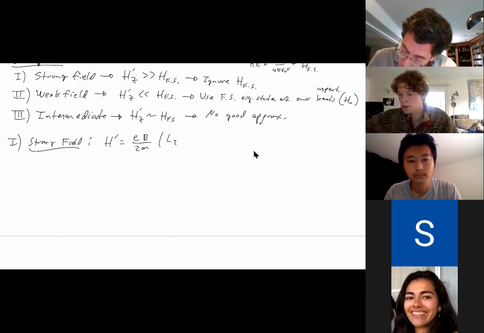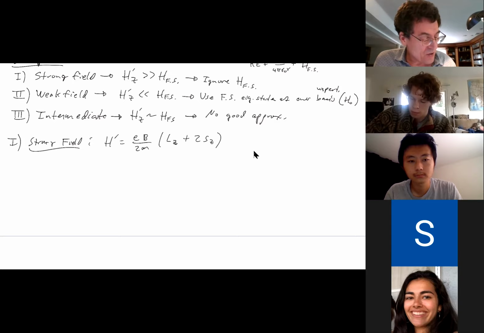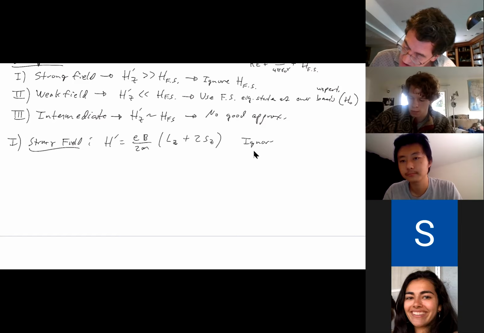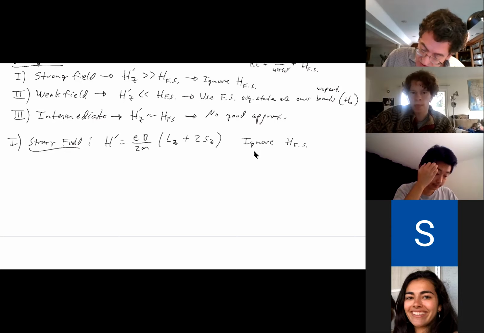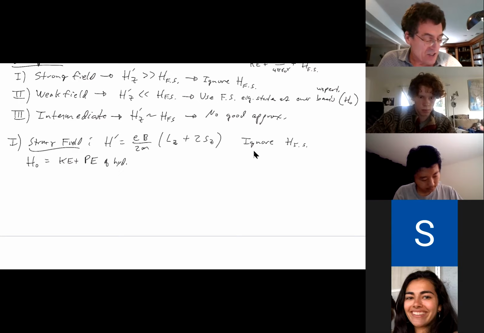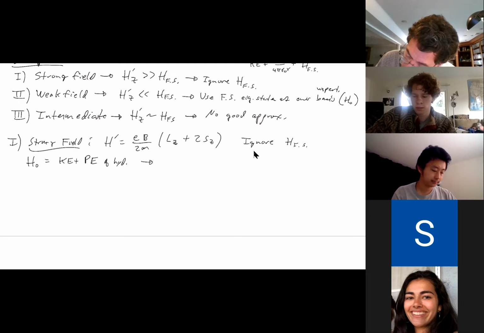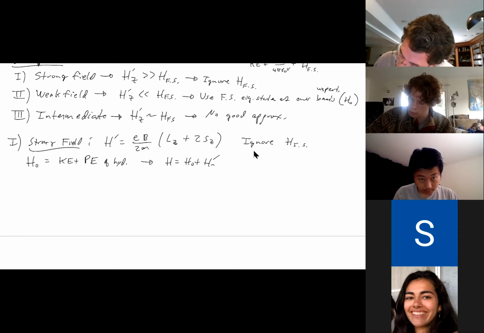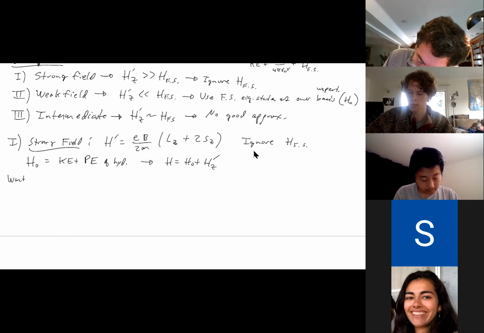Okay, that's the Zeeman effect. And so now we will ignore the fine structure. And so we have the unperturbed Hamiltonian, which is just our old kinetic energy plus potential energy of the hydrogen atom. And so then we want to use perturbation theory, H equals H naught plus H prime. That's the Zeeman effect. And then we want to use perturbation theory.